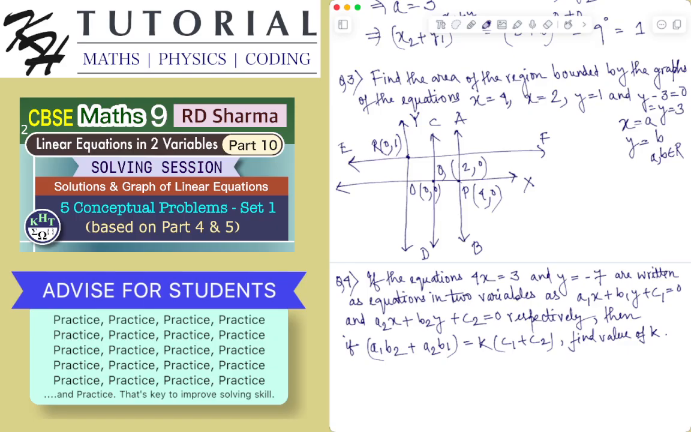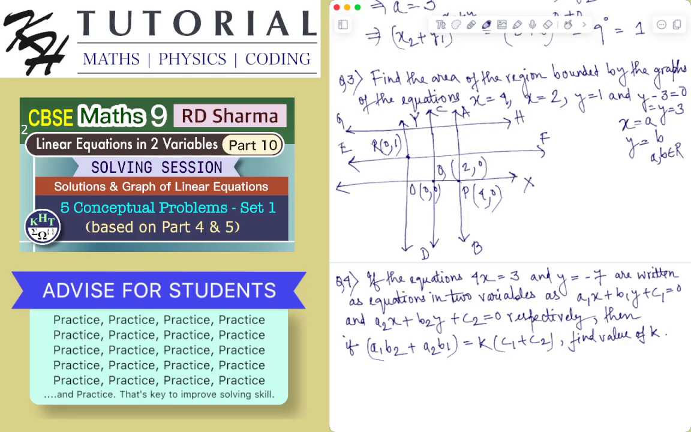Okay, I think I do not have space. I have to extend these lines. This was CD and this was AB. So the graph of the equation y equals 3 will be a line parallel to the x-axis at a distance 3 from the origin. So let's say this is the line GH, the graph of the equation y equals 3.